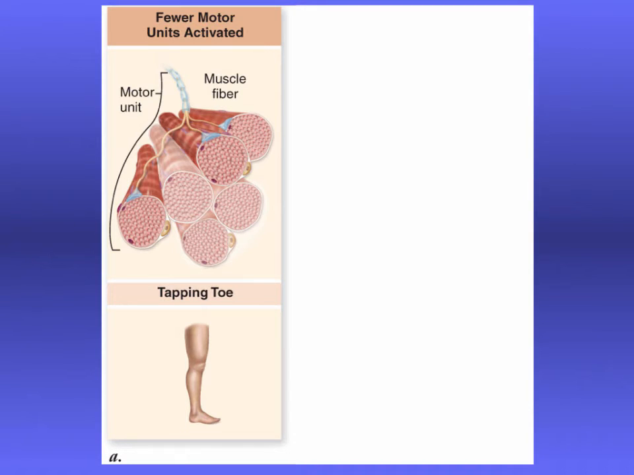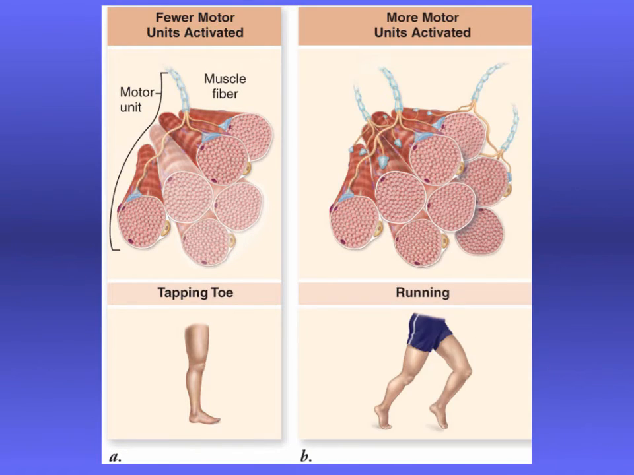So again, this is a case where you've got relatively few motor units activated. Tapping your toe does not require a lot of power. You can very easily get by with using just a few motor units and be perfectly fine. If, on the other hand, you're going to run, you're going to have to generate substantially more power, so now you're going to want to use more motor units. Instead of just using this one motor neuron and the few muscle cells that it hooks up to, now you're going to use all 4 of these motor neurons and all of these muscle cells to generate power.